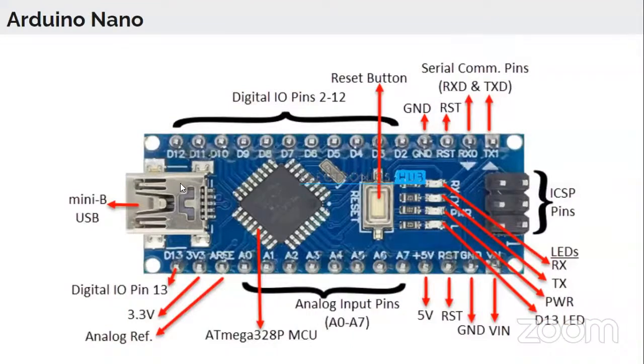Yeah. So this Arduino Nano board has a mini B USB for either programming the board or to power the board.